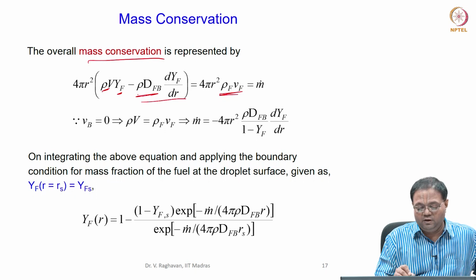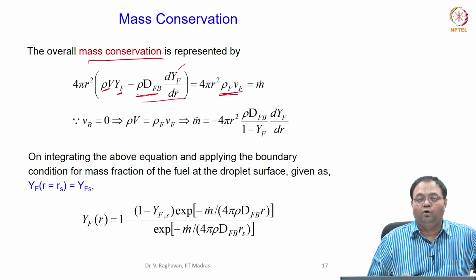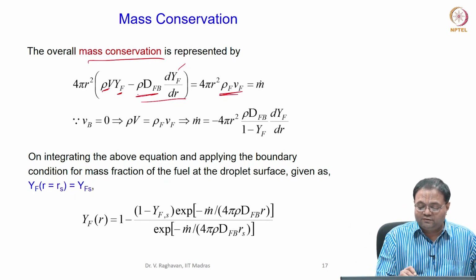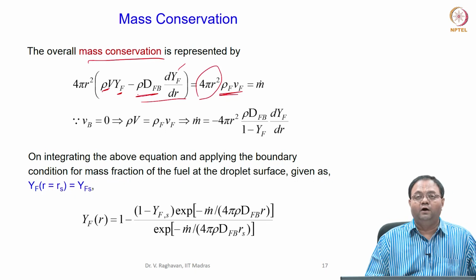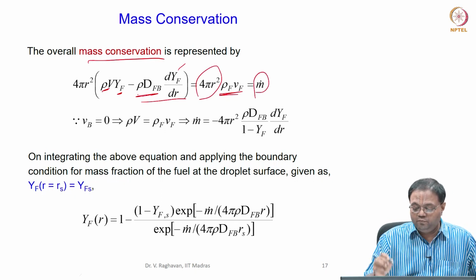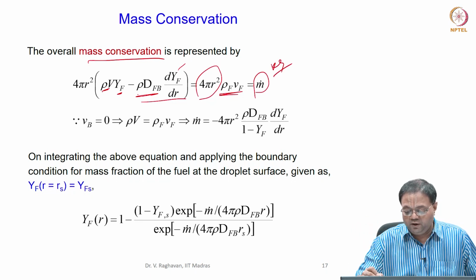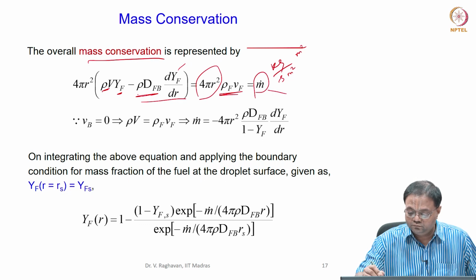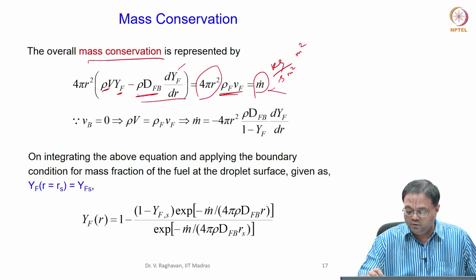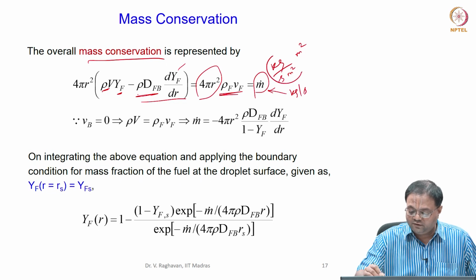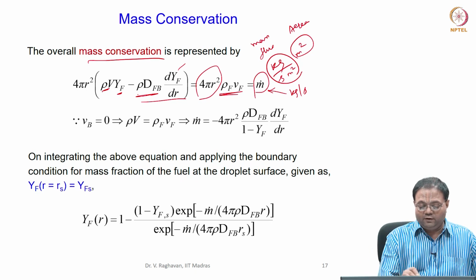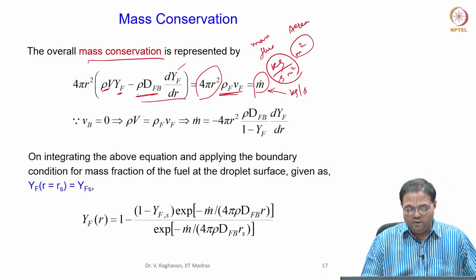Instead of dAb, we are putting dFb into the gradient of Yf with the only coordinate r. So, that is the flux that, multiplied by surface area, will be the mass flow rate, kg per second. Flux in kg per second per meter square, multiplied by area, will become kg per second. So, this is the flux into area, just multiplying by 4 pi r square.